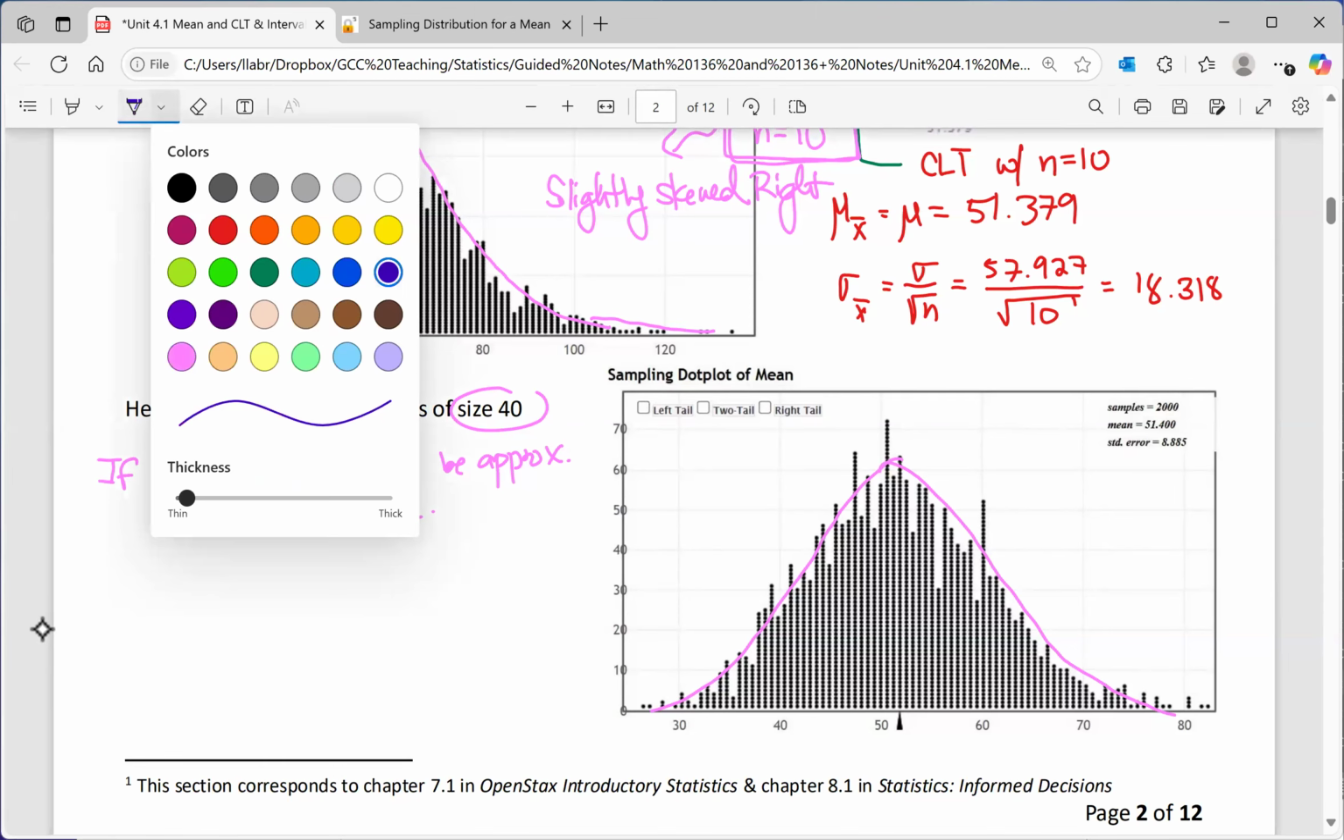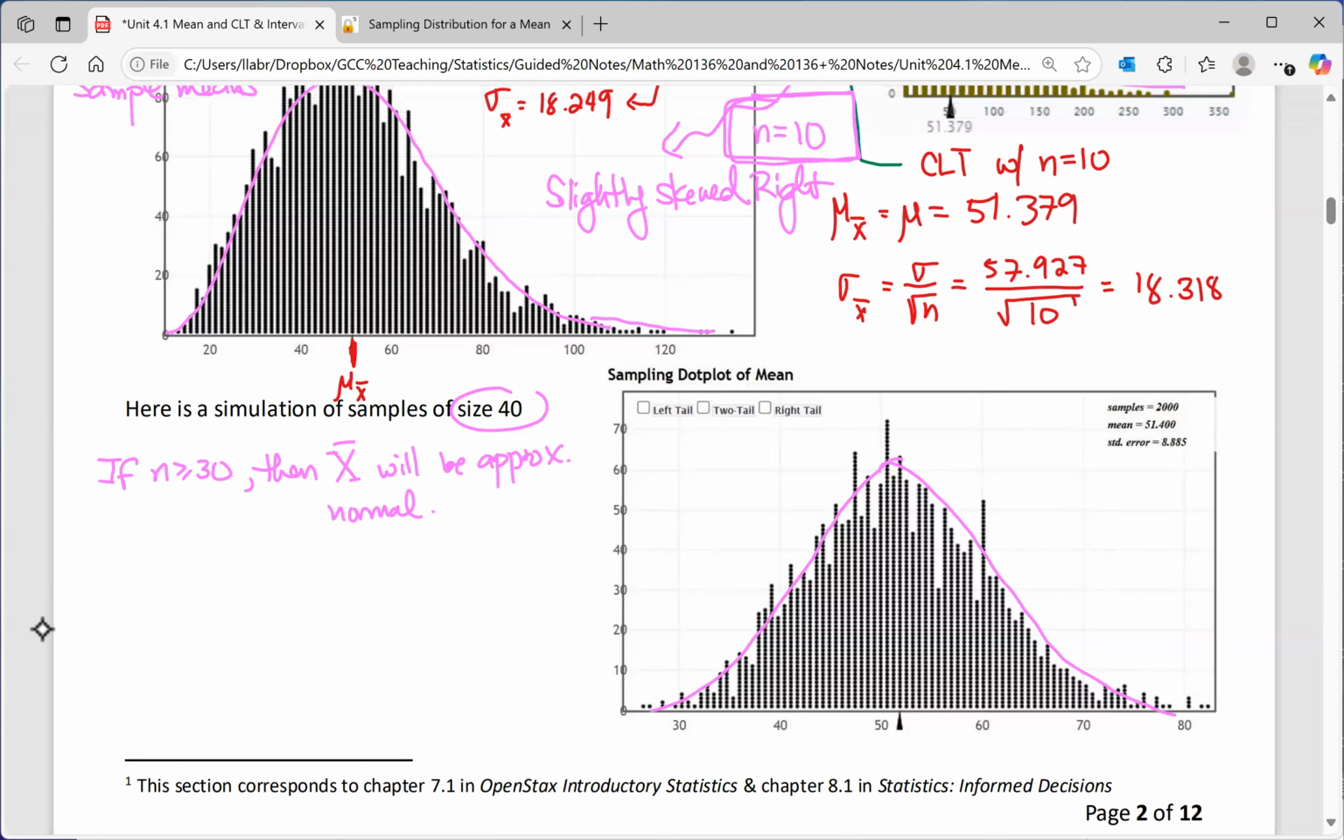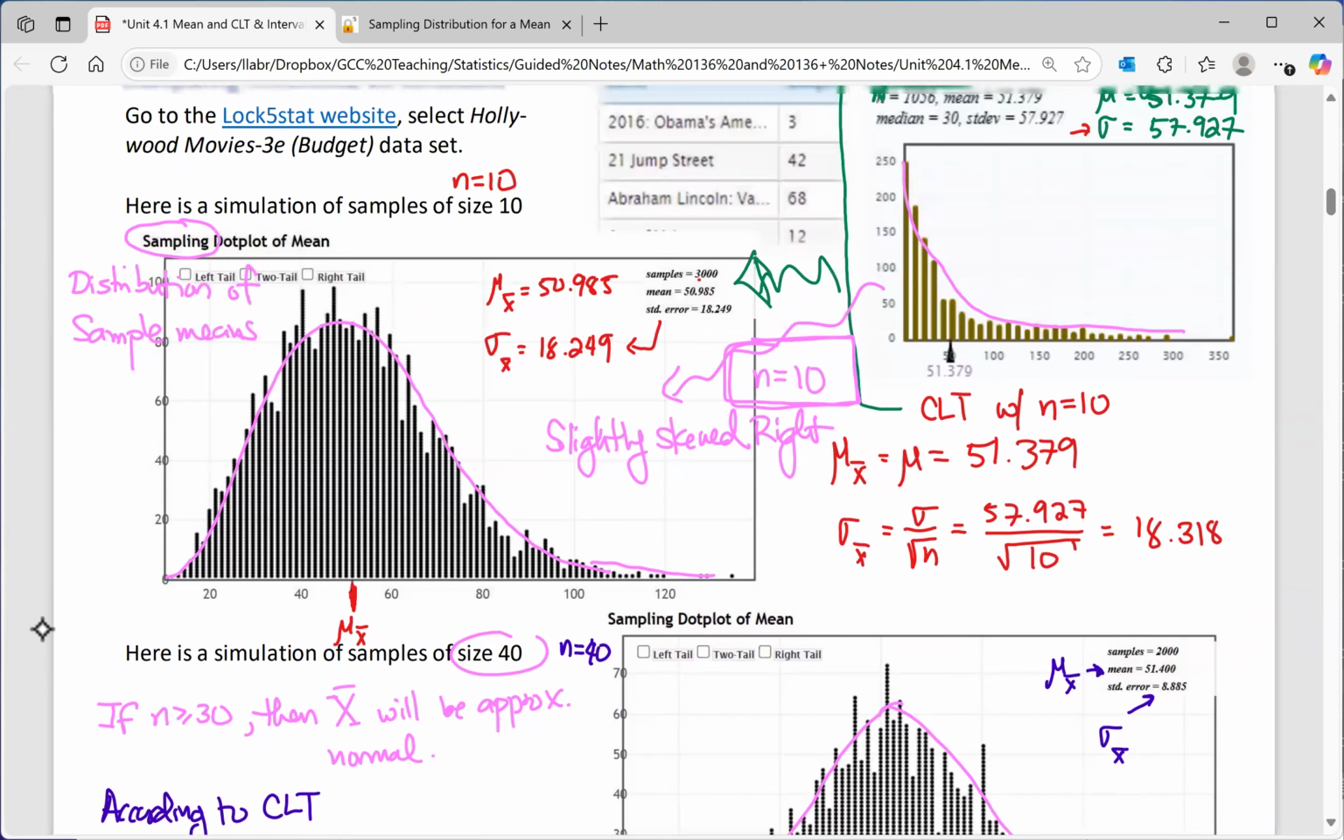All right, let's go ahead and end this video here, and I want you to go ahead and notice that here we simulated with sample size 40, and I want you to just practice this. If this was your sample size of 40, here is your mu of x bar, predicted, actual simulation, and here is your sigma of x bar, actual simulation. What I want you to do is I want you to tell me, according to central limit theorem, what is the predicted center, and then what is the predicted spread?